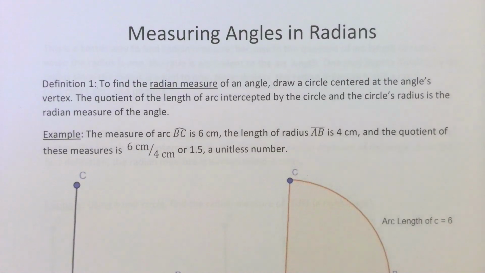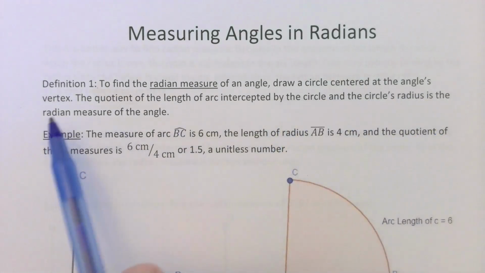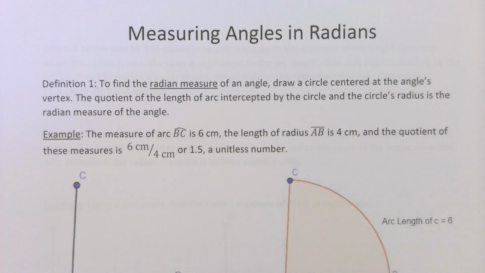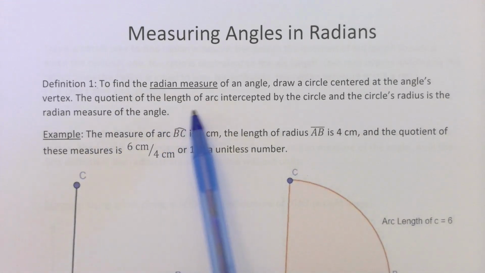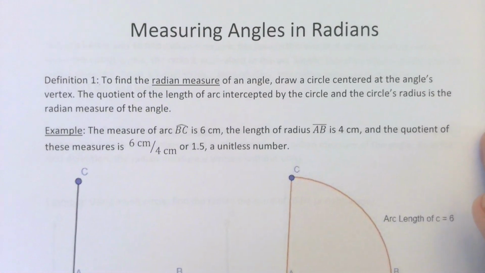So first of all, here's one definition. The radian measure of an angle is calculated by drawing a circle centered at the angle's vertex. And then all you have to do is form a quotient, or in other words, divide the length of the arc that's intercepted by the circle by this circle's radius. That's the radian measure of the angle.